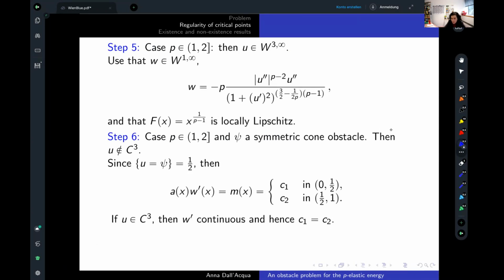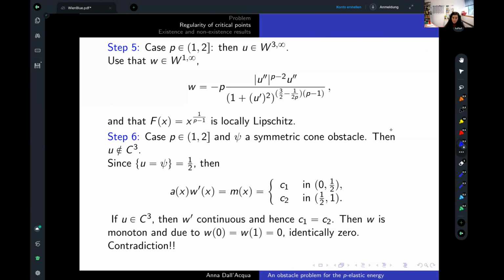If U were C3, then W prime, since it's connected through this relation, would be continuous. That means that the constants C1 and C2 need to be the same. Then m is monotone because m would have a sign, so m would be given by a constant, positive or negative. That means that W has to be monotone, but being equal to 0 at 0 and 1, the only possibility is that it is identically equal to 0, and that is again a contradiction. And then we cannot be C3.